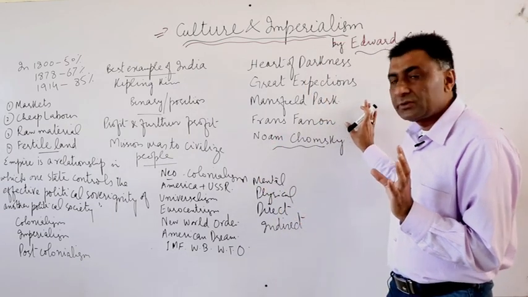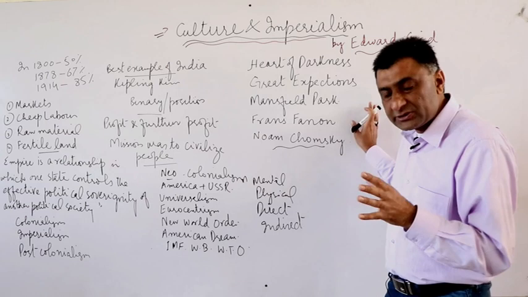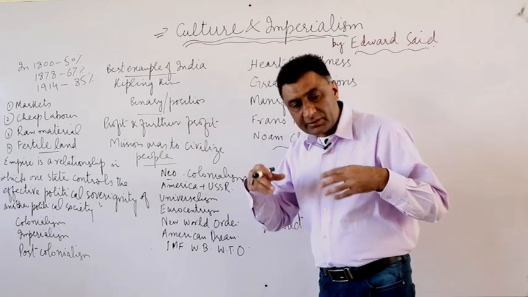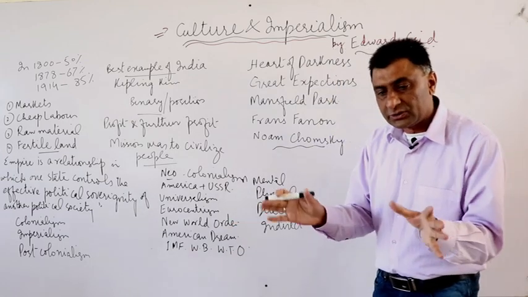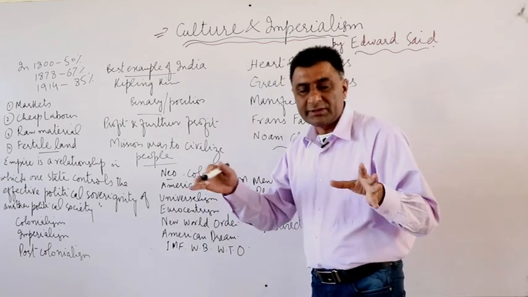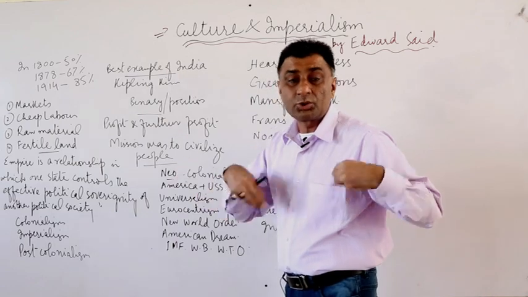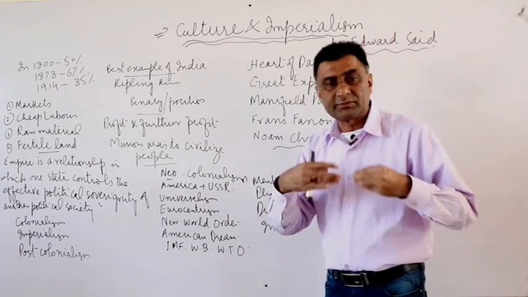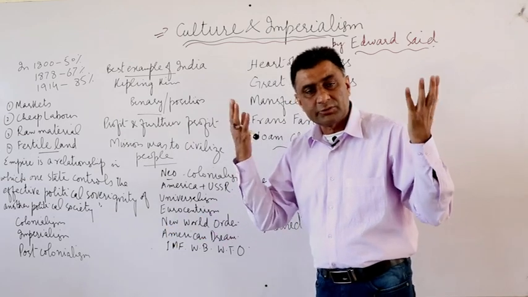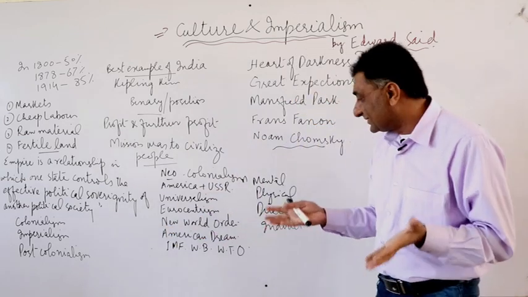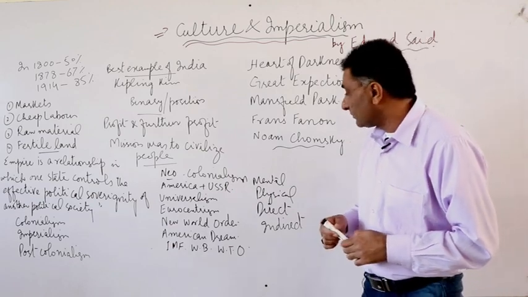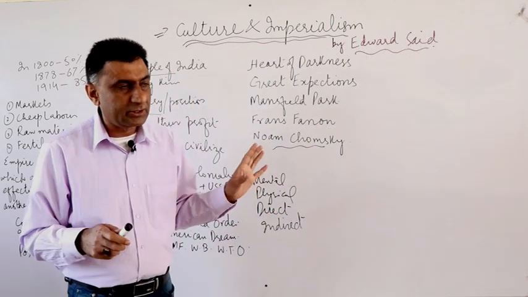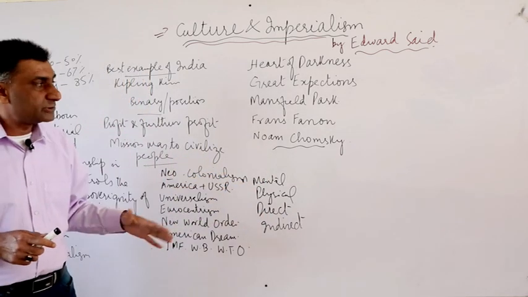Then he also gives the example of Frantz Fanon. Fanon says that the colonizers, when they leave an area, go without any justice. When they come to that area, they come with slogans of educating the people, reforming the people, civilizing the people, but they leave that area without fulfilling this. Then he also gives the example of Noam Chomsky. Noam Chomsky says that they are not reformers, they are actually the looters.